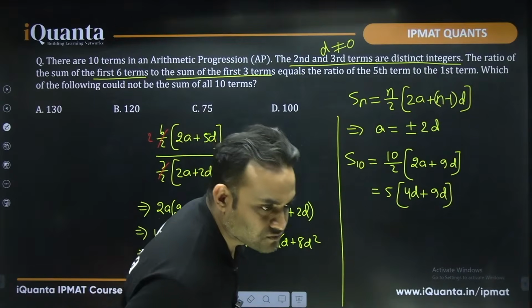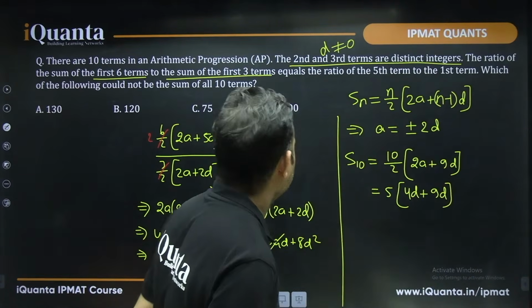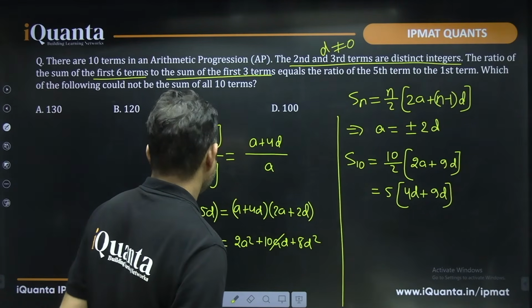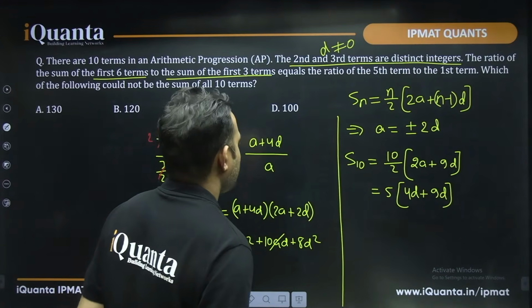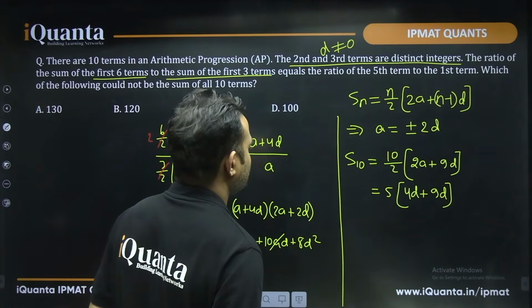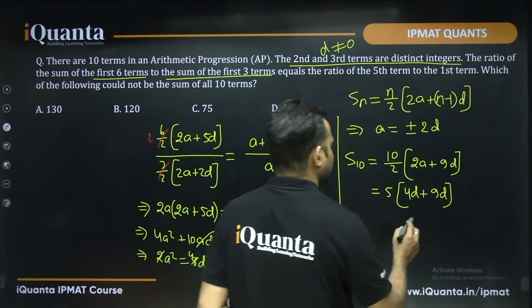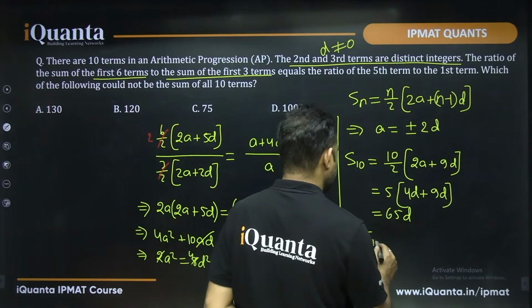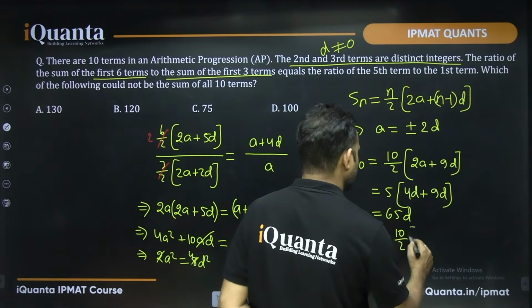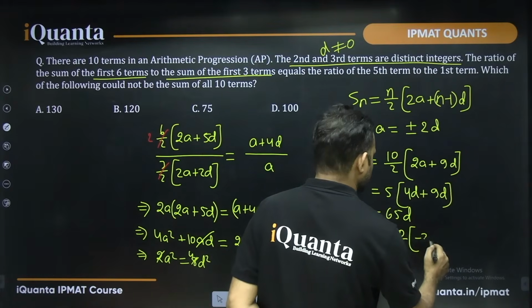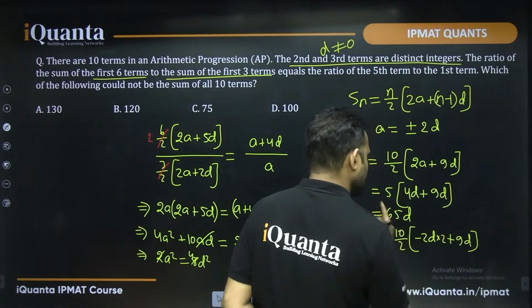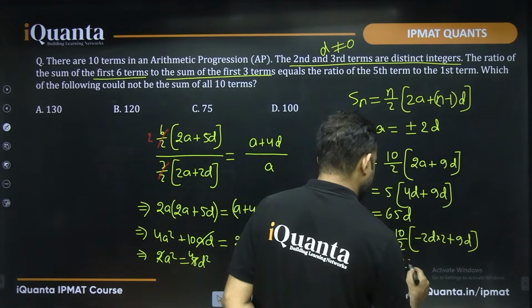Something is wrong. A is equal to plus minus 2d. S10 is 10 by 2 into 2a plus 9d. So okay, this will be 65d, or S10 will be equal to 10 by 2, and instead of 2a minus 2d, 2 into 2d into 2 plus 9d, that will be equal to 9 minus 4, 5 into 5, 25d.